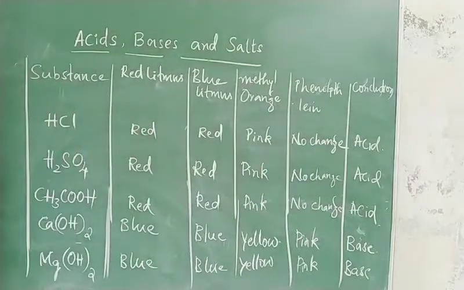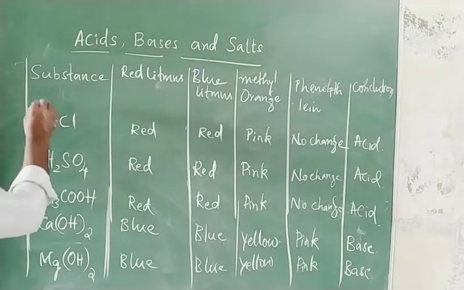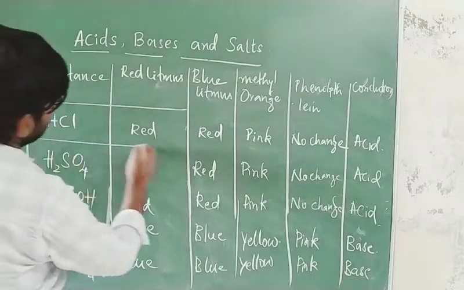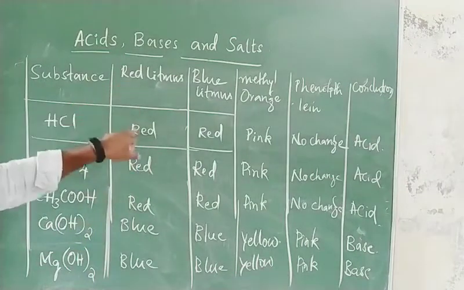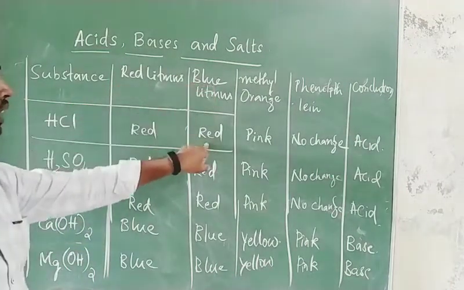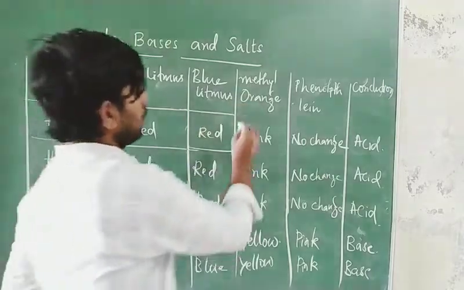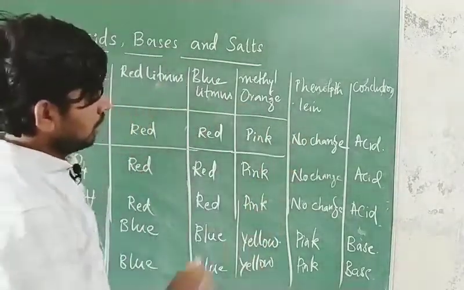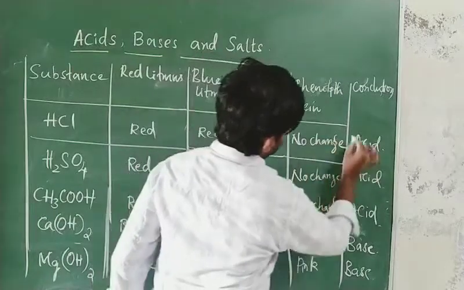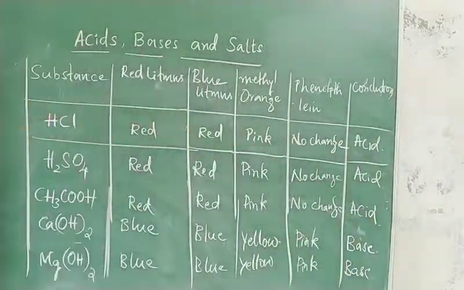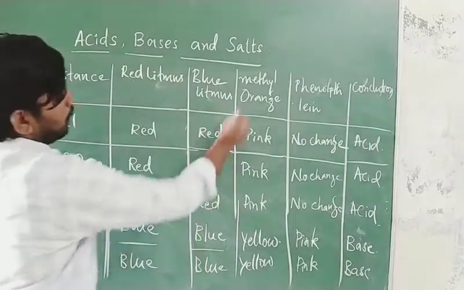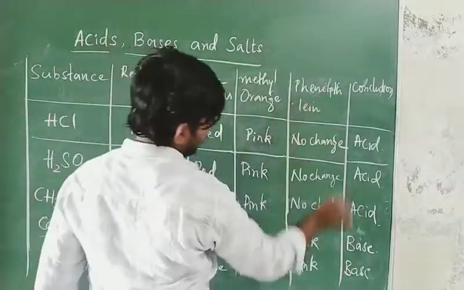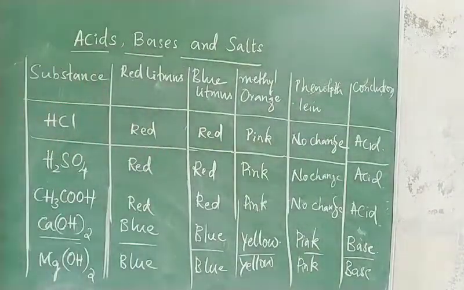I hope you got clarity on how to classify. Red litmus turns into a red color or remains red color, then it is acid. Red remains red. If we add blue, that blue turns again into a red color. Methyl orange will show pink color, as I explained earlier, in an acidic medium. So hence it is an acid. Here calcium hydroxide: red litmus turns into a blue color, blue litmus remains blue, methyl orange will show yellow color, phenolphthalein is pink, meaning nothing but base.